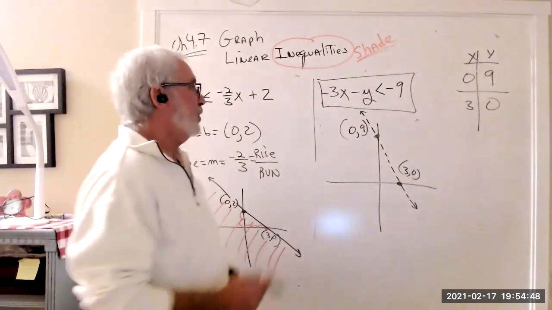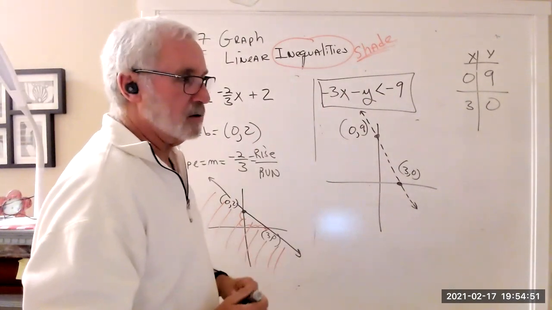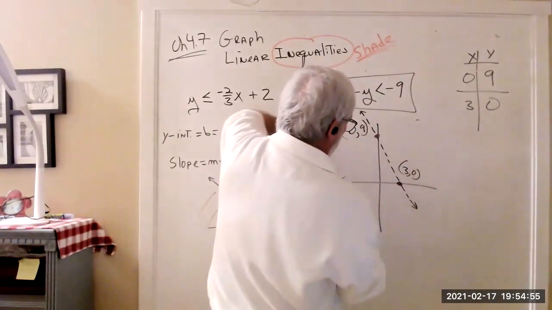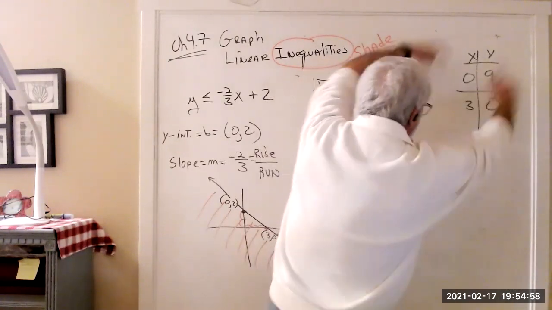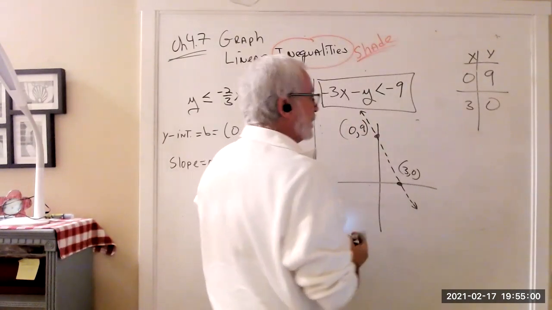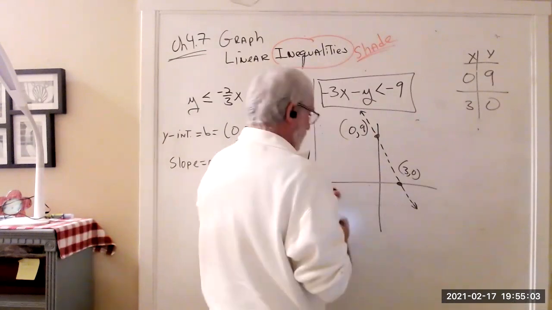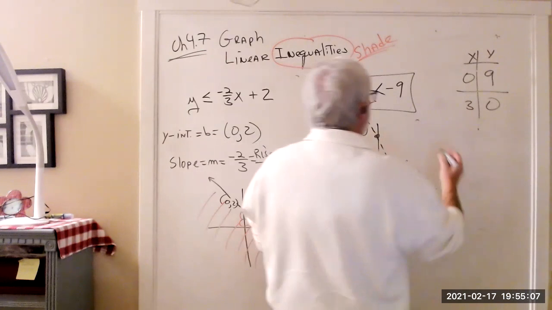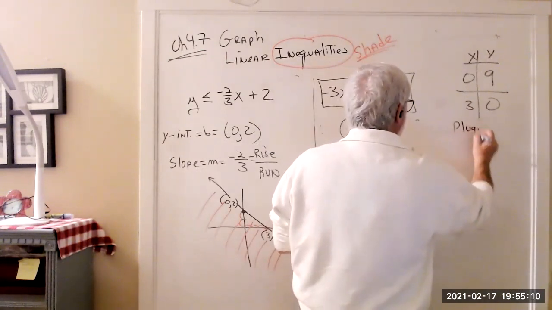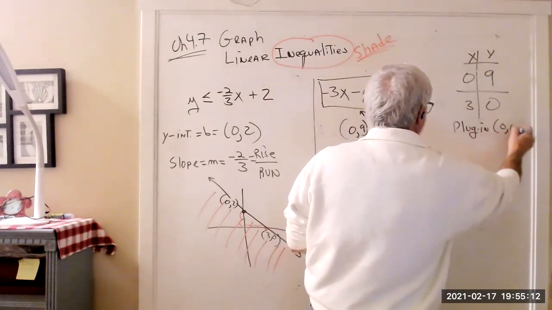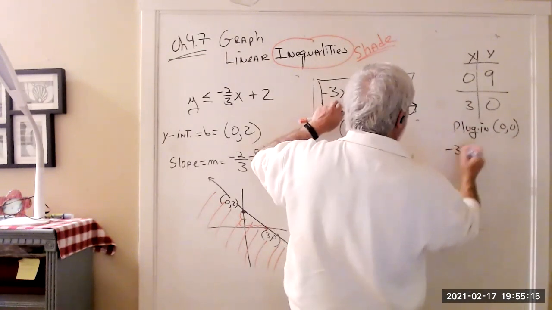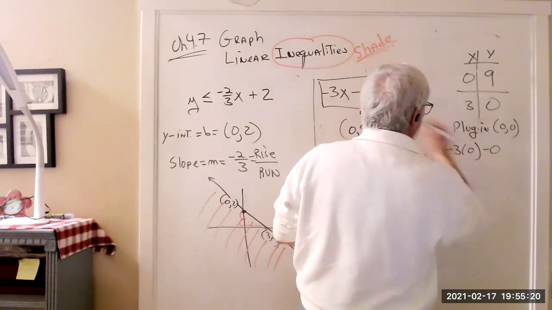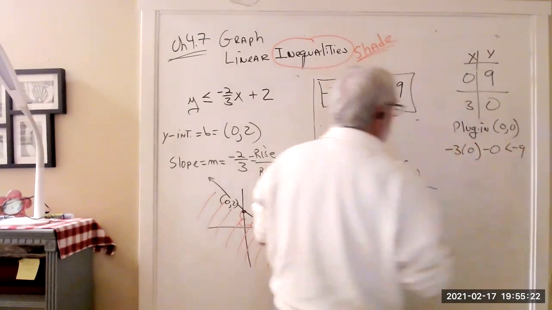Okay. Now, the only problem is where do I shade? Above, below? Do I shade down here, this way, to the left and down, or do I shade this way, right and up? And the easiest way is to pick a test point. So I'm going to test this point right here. That's my test point, 0, 0. So I plug in 0, 0. So I have negative 3 times 0 minus 0 less than negative 9.